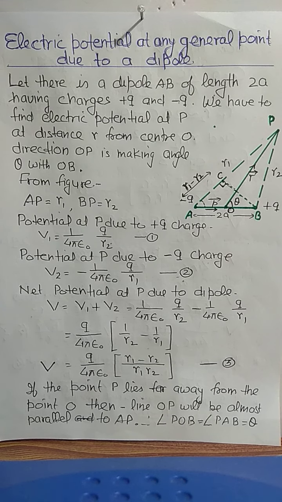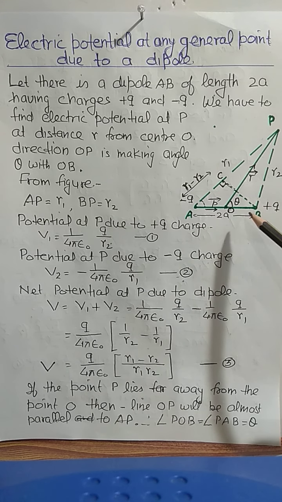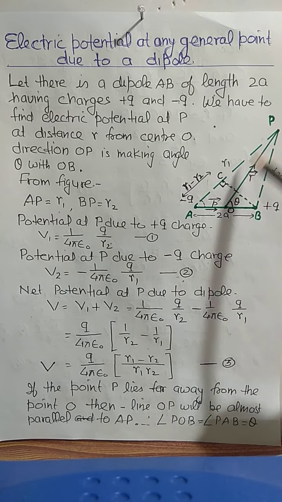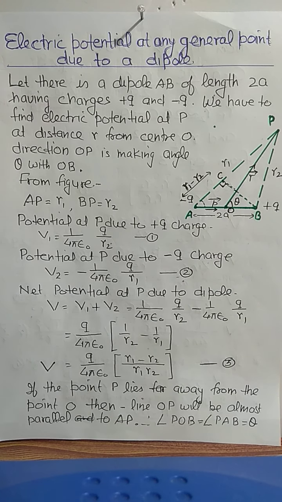But the problem is, if R1 and R2 are not known, then how will you find this? You are given only the distance 2a and the distance of the point from the midpoint of the dipole. Then how will you find it?